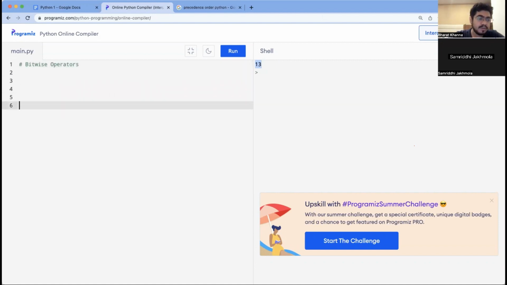Okay. How many of you are aware of binary representation of a number? Binary numbers. Can I get a yes or no? Are you all aware of what binary numbers are? Okay. Can you tell the binary representation of 10? 8 plus 2, 10. So 1010, right?